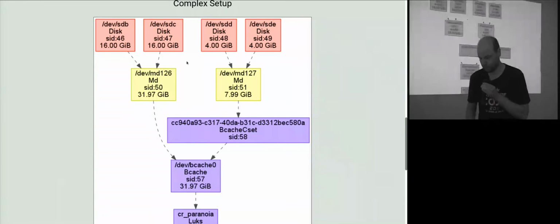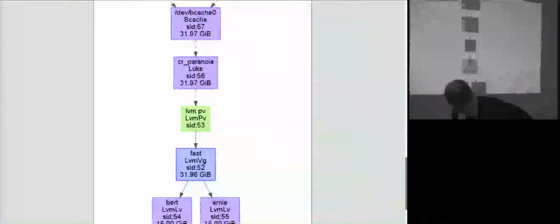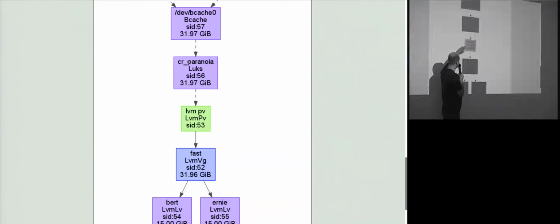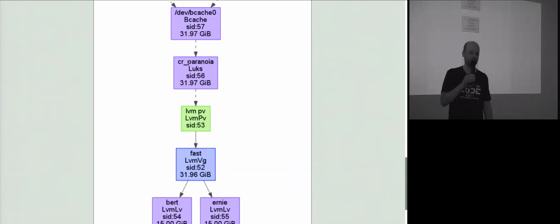Of course, I'm also a bit paranoid, so the next device is a LUKS encryption. On top of that, an LVM physical volume, LVM volume group, and two logical volumes, so a bit more advanced setup, but probing of this already works fine.